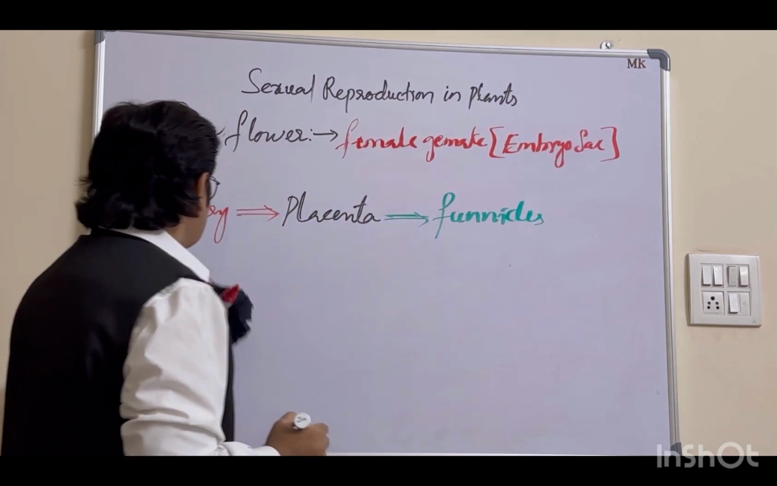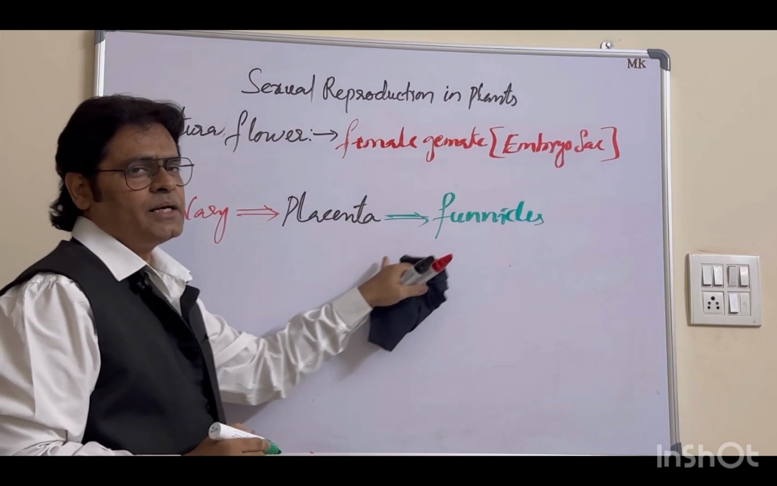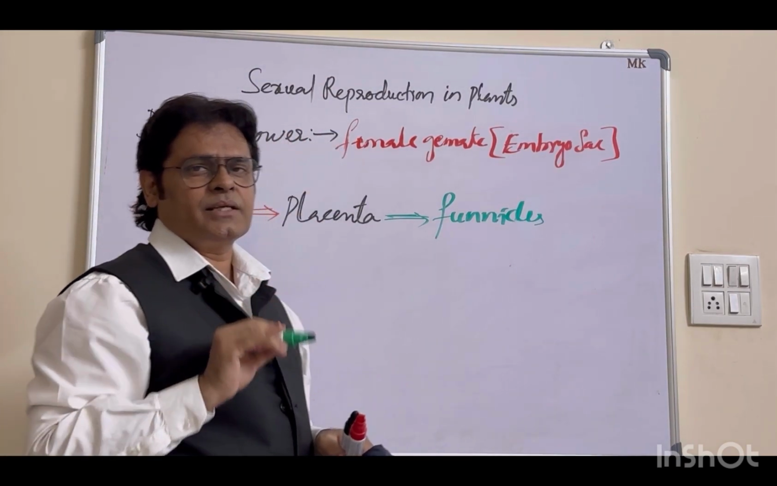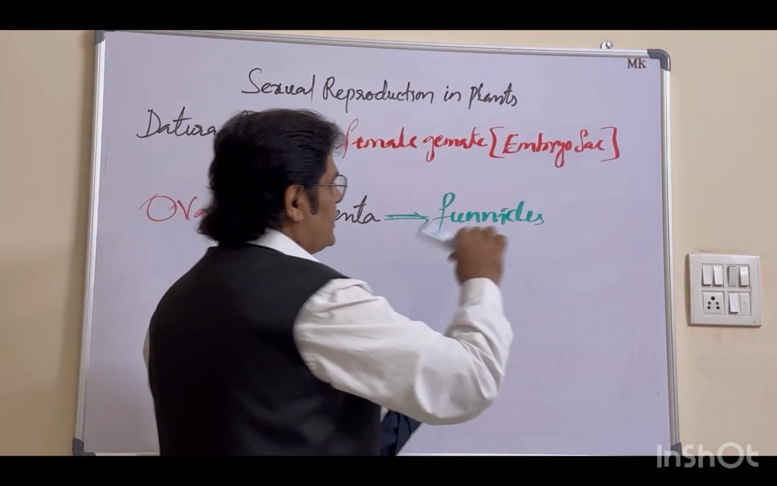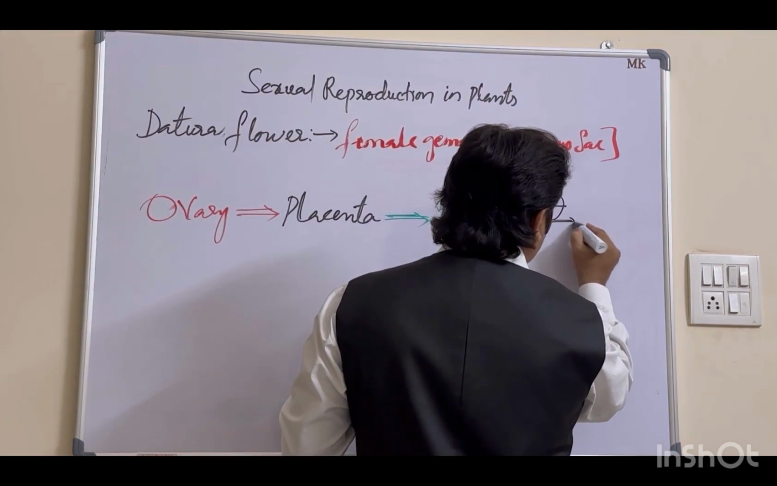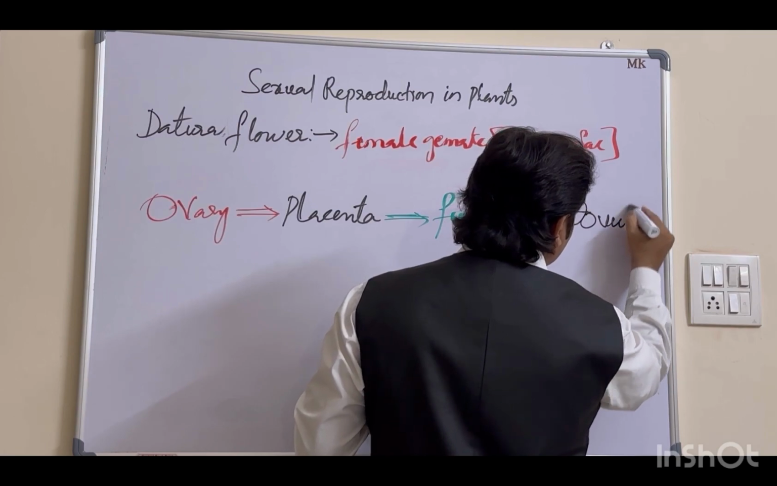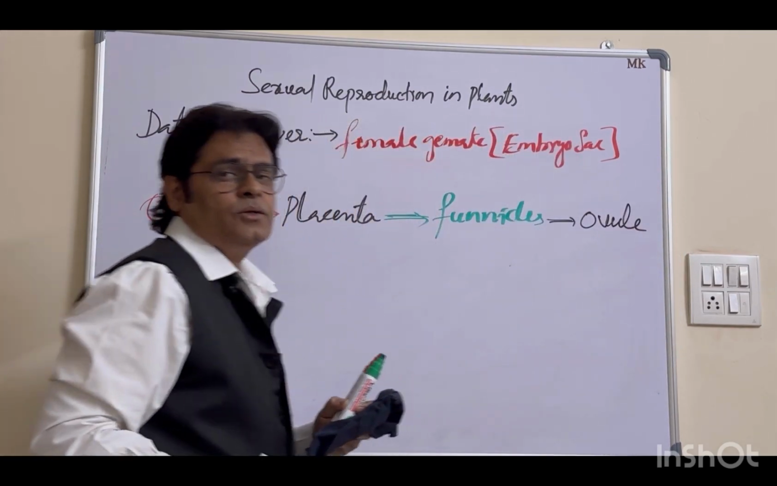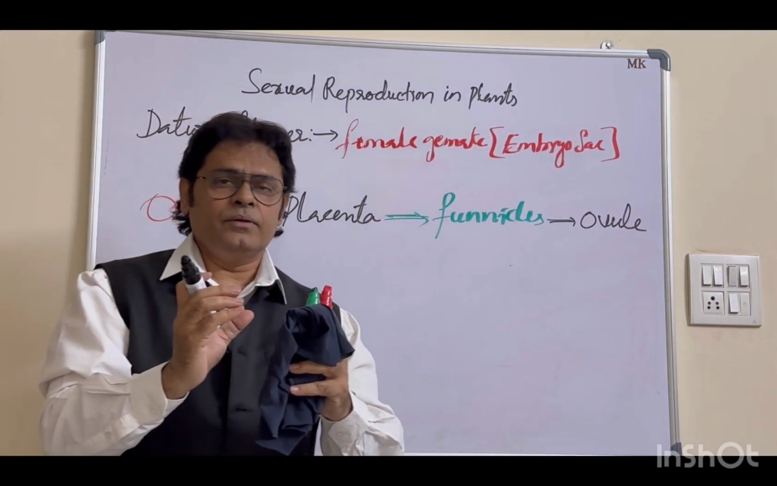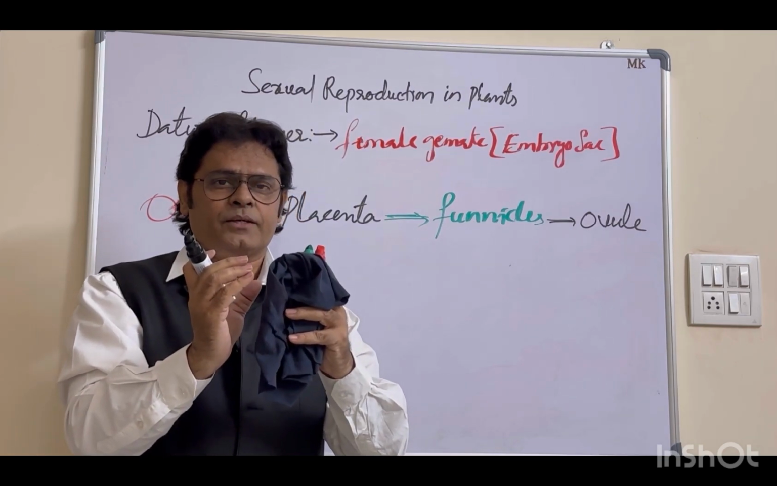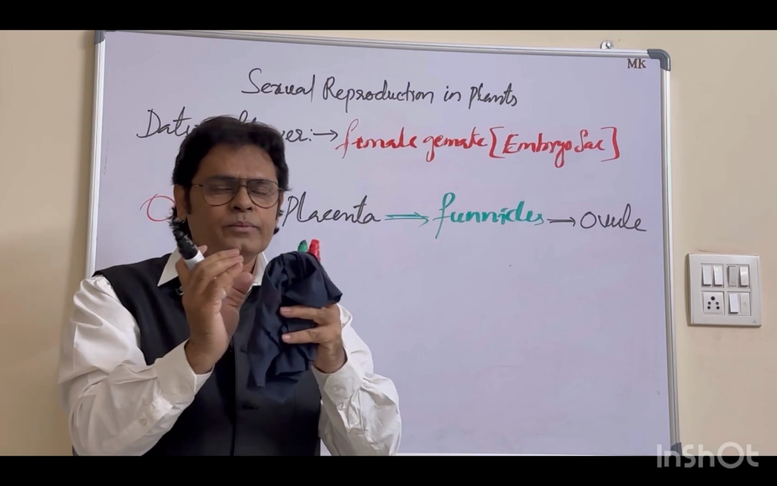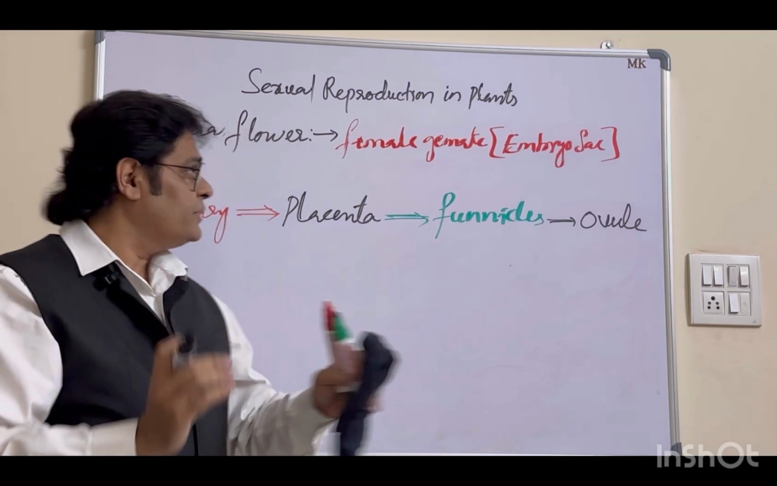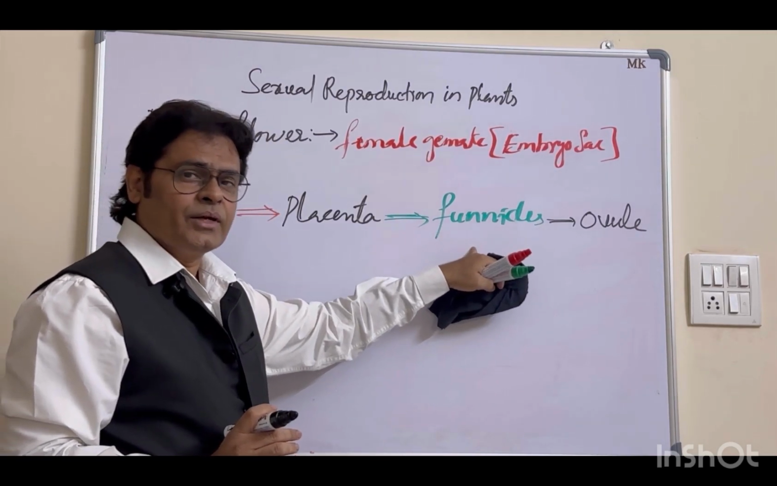Funicles. From the ovary, through the placenta, a large number of stick-like structures arise. They are called funicles. What are the funicles doing? Funicles are holding the ovule so that the ovule will not move from place to place. It will stay strong at one place only. There's no movement in the ovule because of these stick-like structures, the funicles. Clear?